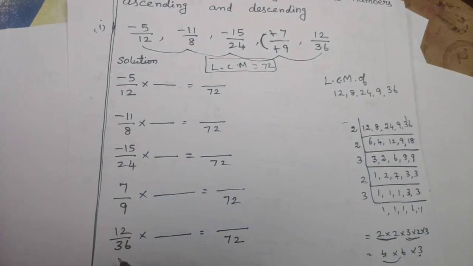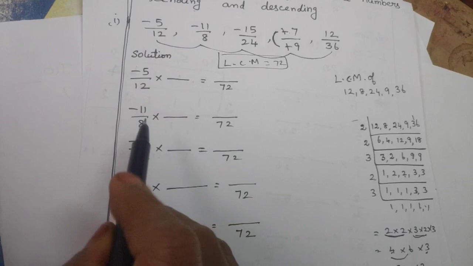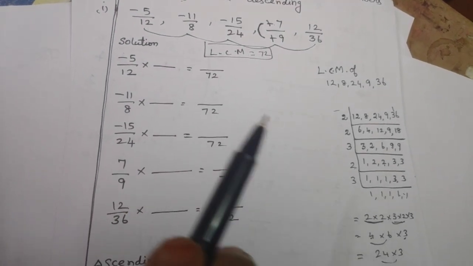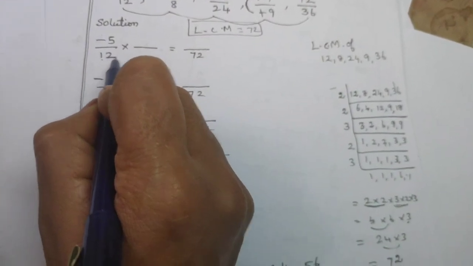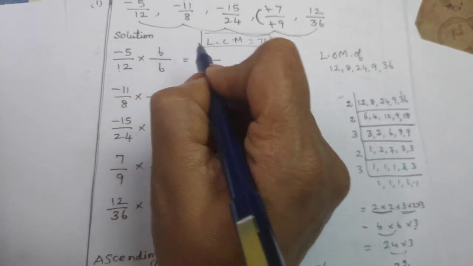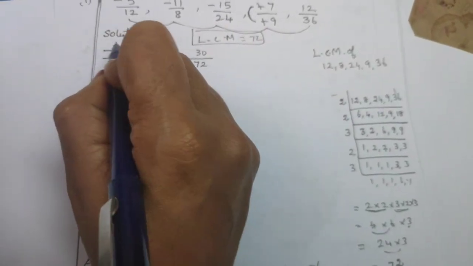Now one by one, write the fractions with denominator equal to 72. Into dash equal to by 72. How many 12s are 72? 6 12s are 72, so here you write 6. There also write 6. 6 5s are 30. Here minus symbol, there plus symbol.